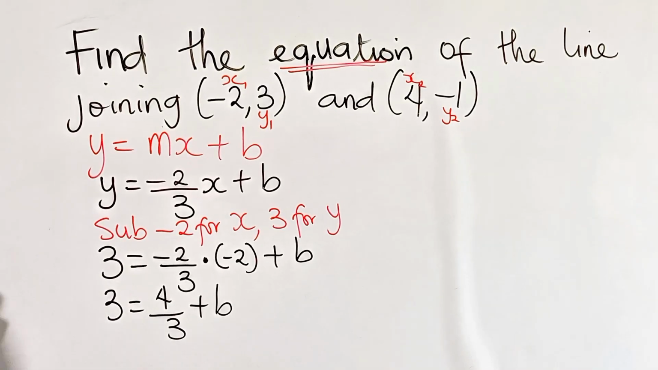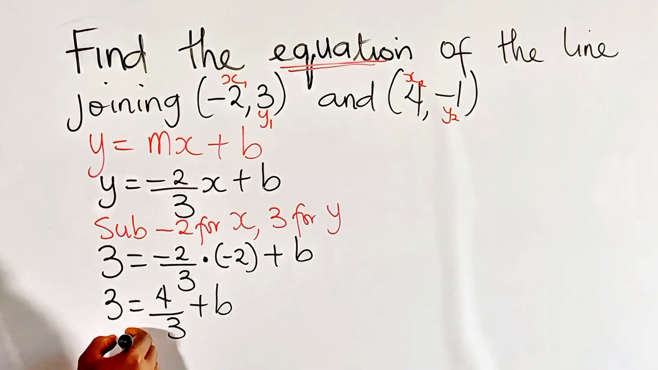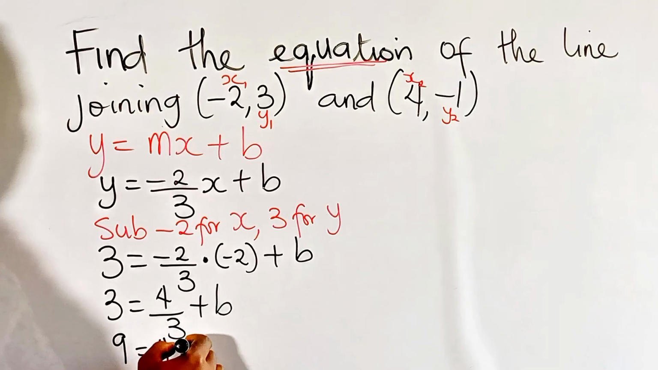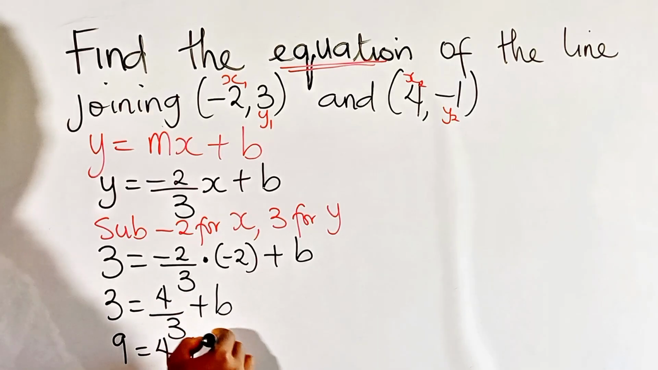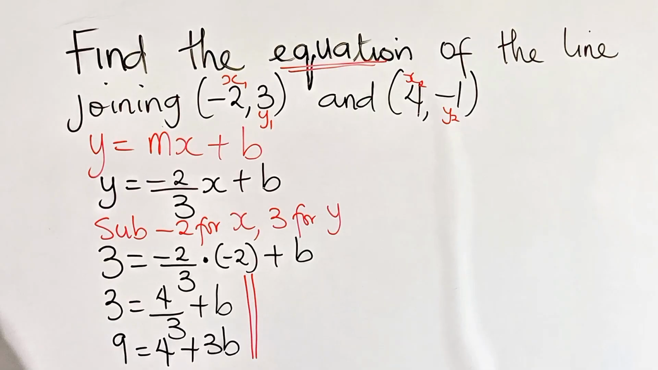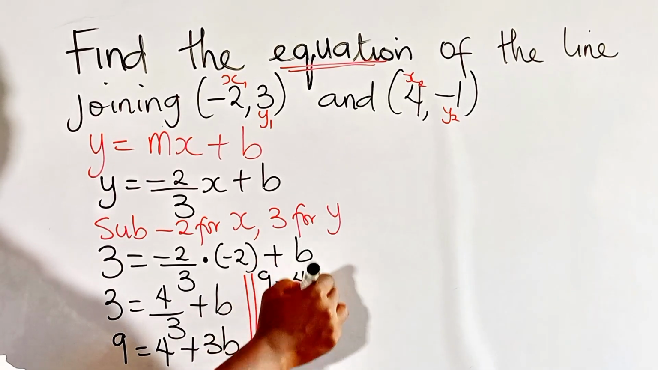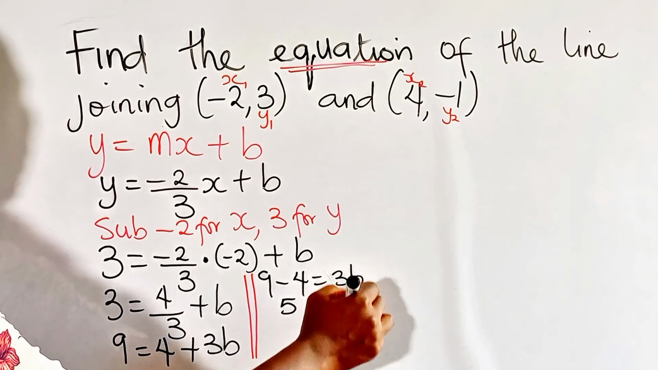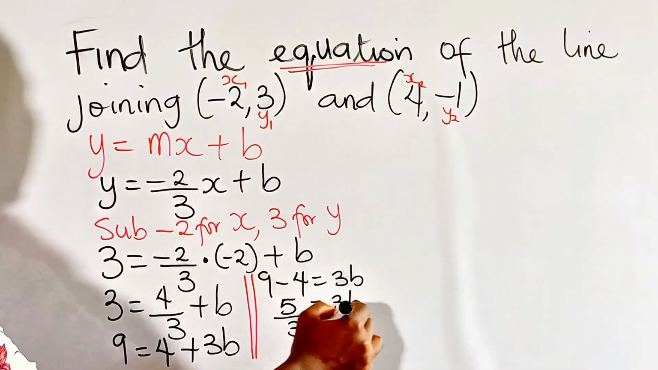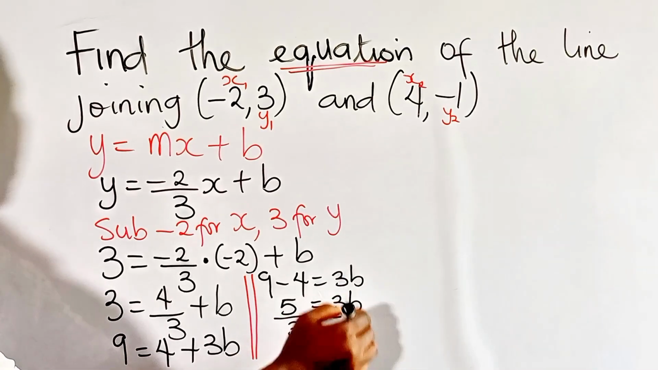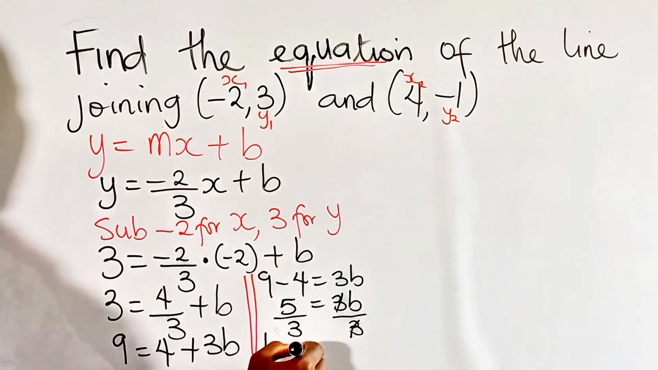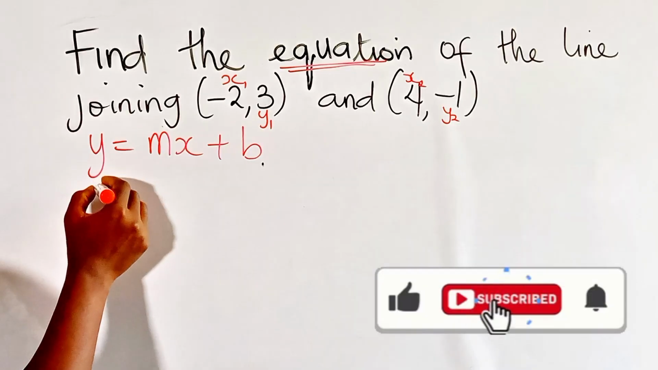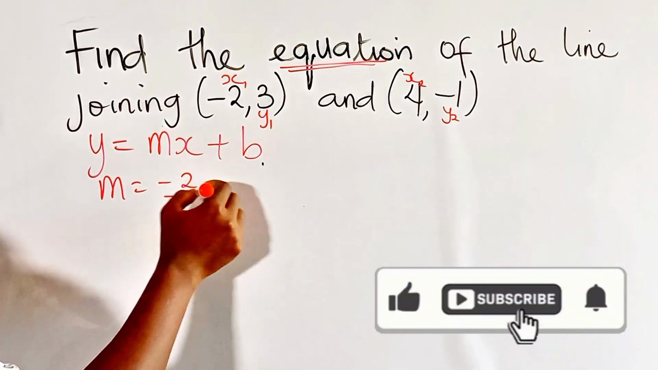So multiplying all through by 3, we have 3 times 3 to give us 9. And we have 4/3 times 3 to give us 4. Then we have 3 times b to give us 3b. We subtract 4 from both sides to have 9 minus 4 is equal to 3b. We have 5 is equal to 3b. We divide both sides by 3 to eliminate the coefficient of b. Therefore, b, the y-intercept, is equal to 5/3.